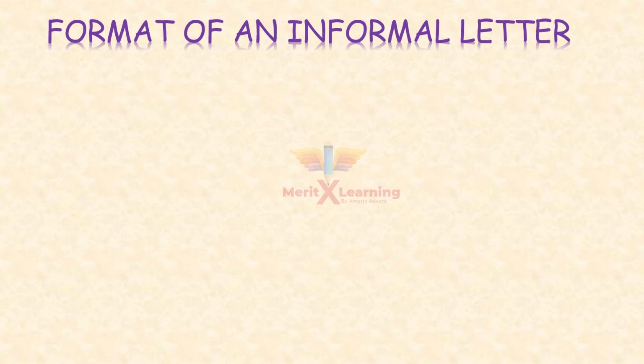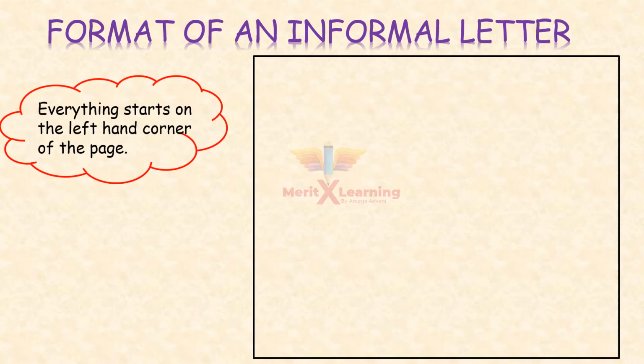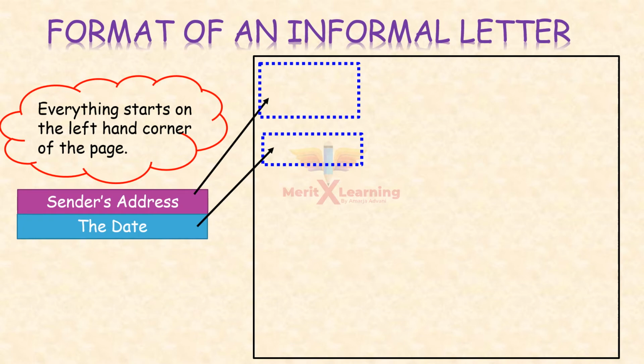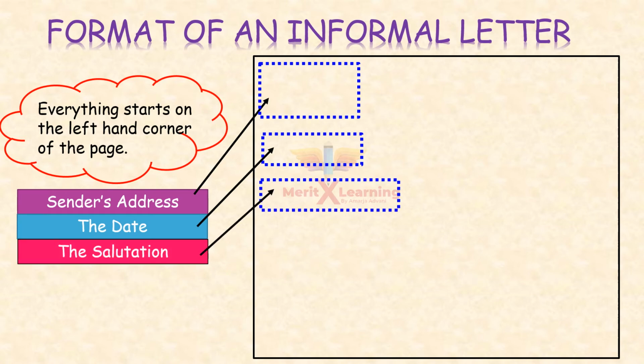Now, let us have a look at the format of an informal letter. Remember, everything starts on the left hand corner of the page. So I have made a small page over here, a square. Now let us have a look at the format. The sender's address will come on the top left. Then the date will come below the sender's address. Then the salutation will come below the date.